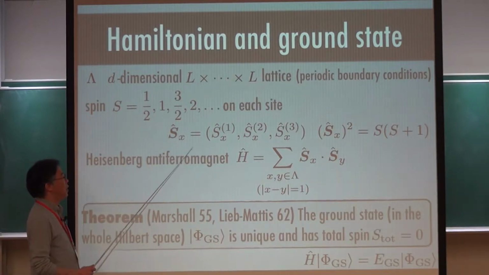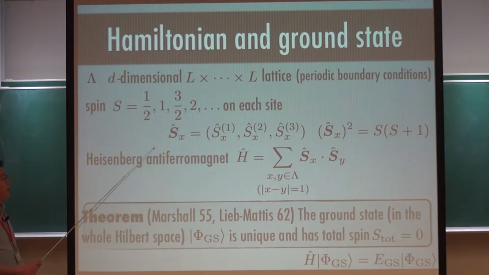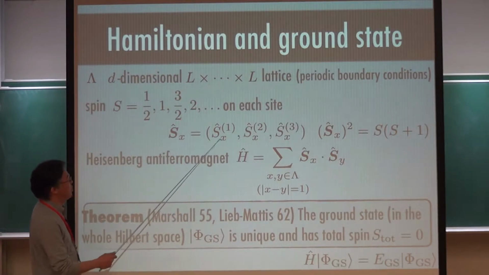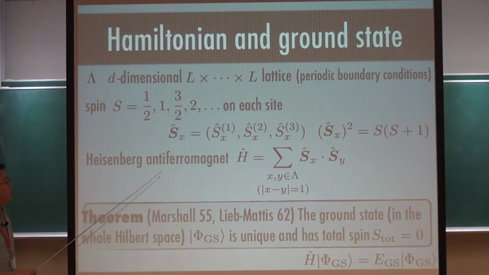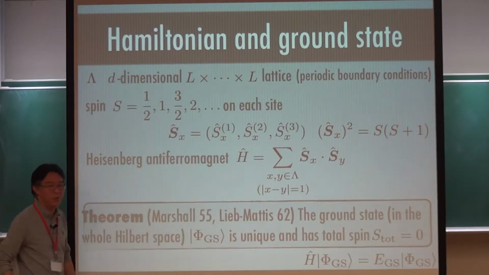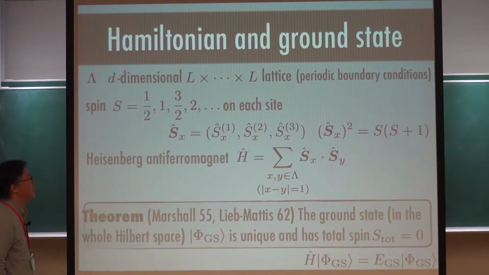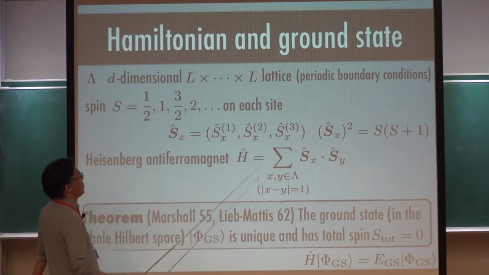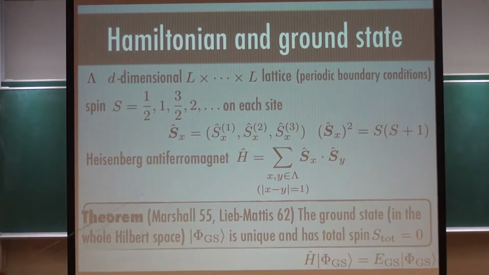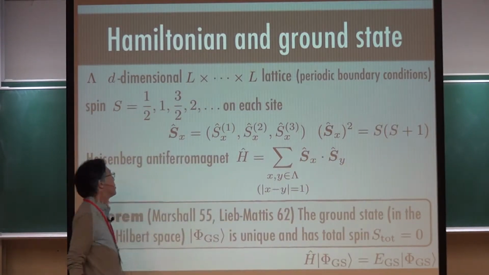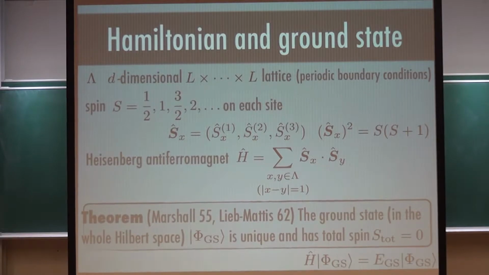And this S_x denotes the spin variable at site x. So I'm using x and y to denote the lattice sites. So I'm going to use 1, 2, 3 to denote the spin component. But sometimes I would call this Sz. This is what we usually call Sx. But this is a spin variable, and this square should be equal to this. And the Hamiltonian for the Heisenberg antiferromagnet is this.